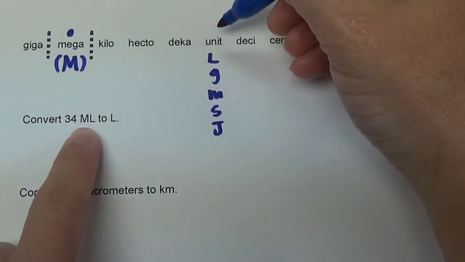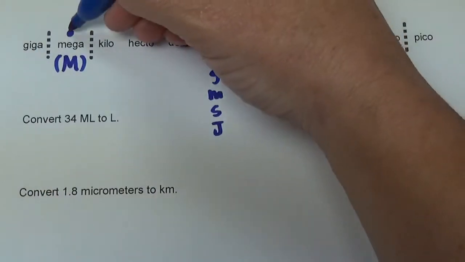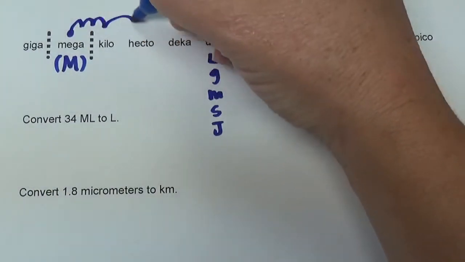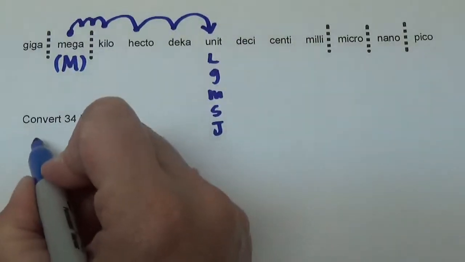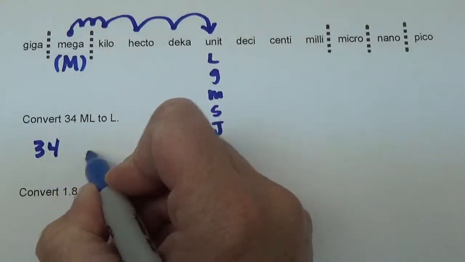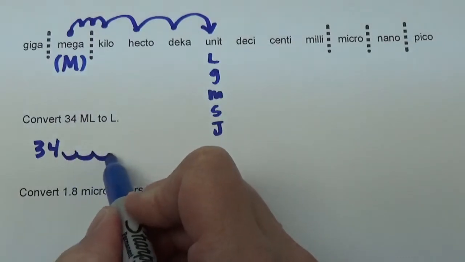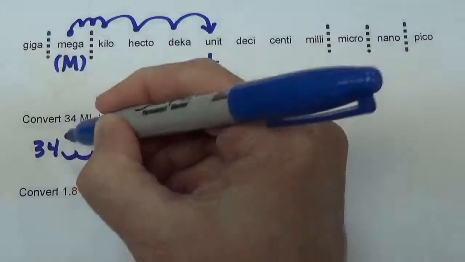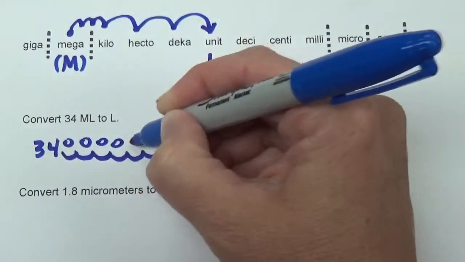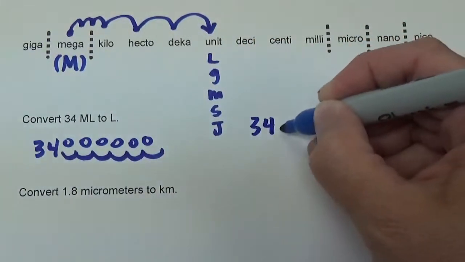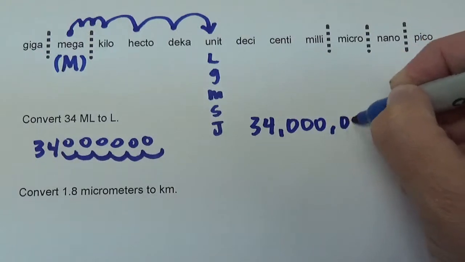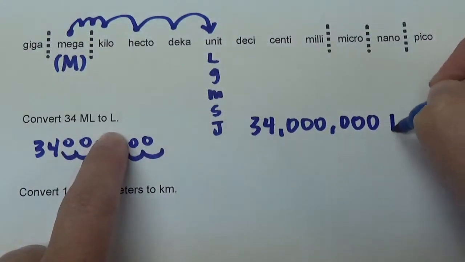So to go from mega to liters, I'm going to go 1, 2, 3, 4, 5, 6 places to the right. I start with 34 and I go 6 to the right. 1, 2, 3, 4, 5, 6. 0, 0, 0, 0, 0, 0. So I get 34 million, and my units would be liters.